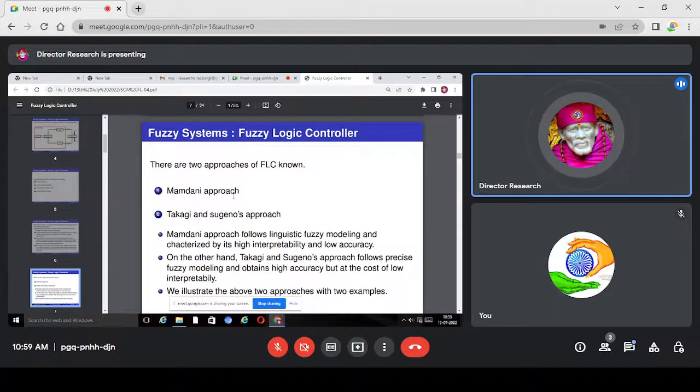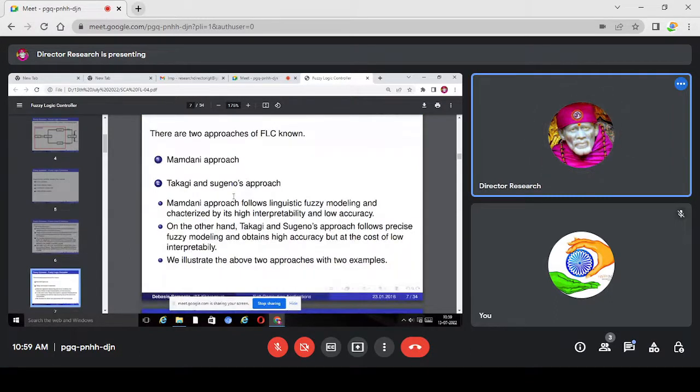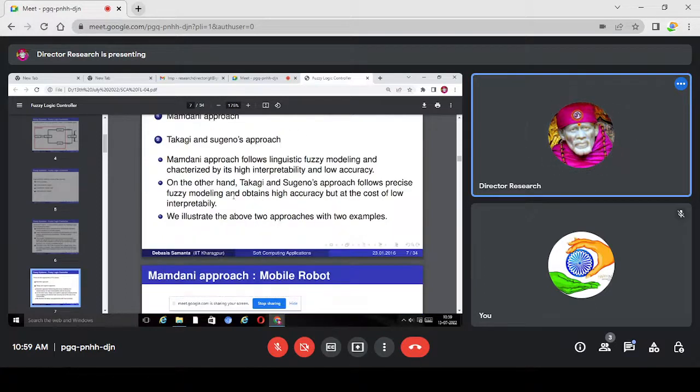There are two approaches in the fuzzy logic controller. One is the Mamdani approach, the other one is the Takagi-Sugeno approach. The Mamdani approach is fuzzy modeling characterized by high interpretability and low accuracy. On the other hand, the other approach is fuzzy modeling that obtains high accuracy, but at the cost of low interpretability. One is a low accuracy model, the other is a high accuracy model. Illustrate two approaches with two examples.